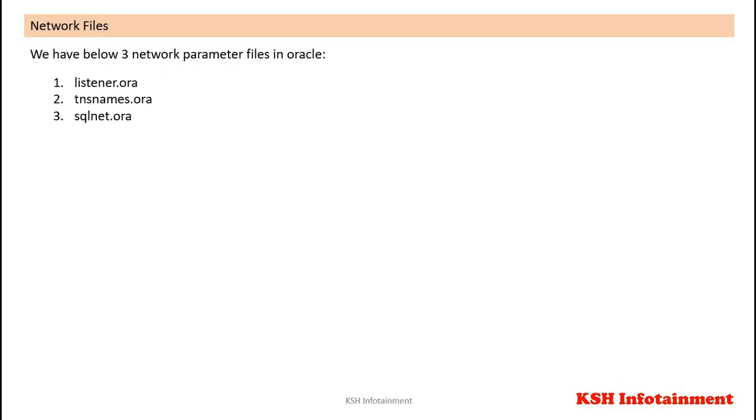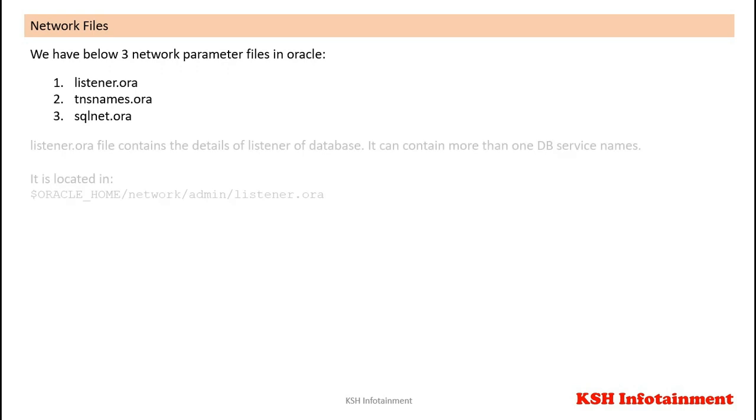Next we have network files. We have three network parameter files in Oracle. First one, listener.ora file, second one, tnsnames.ora file, third one, sqlnet.ora file.